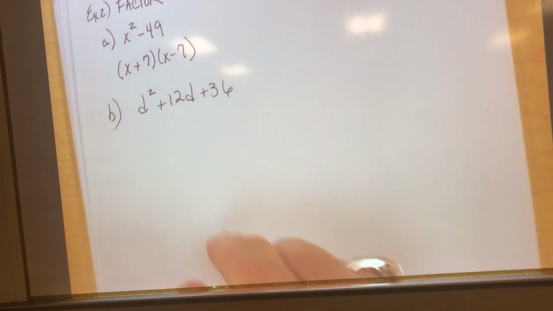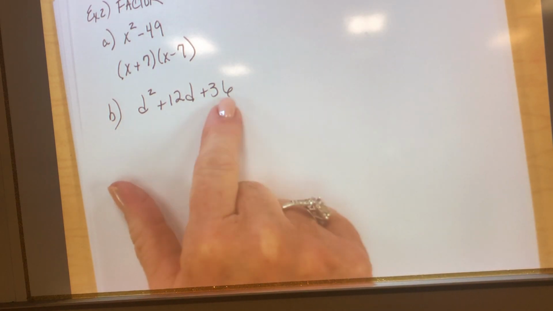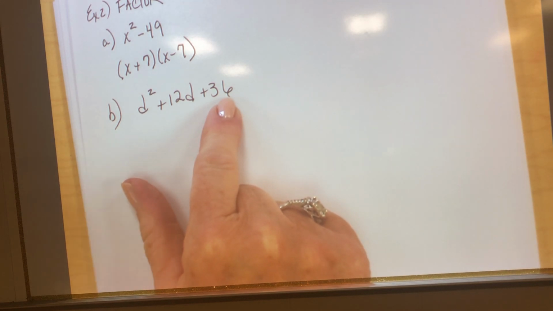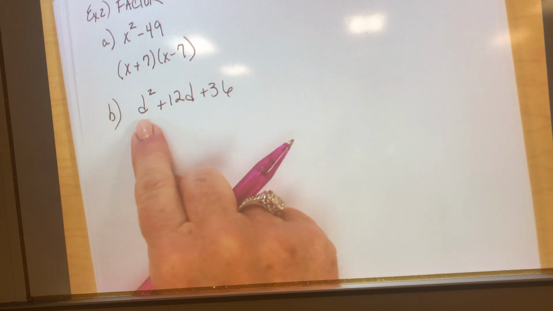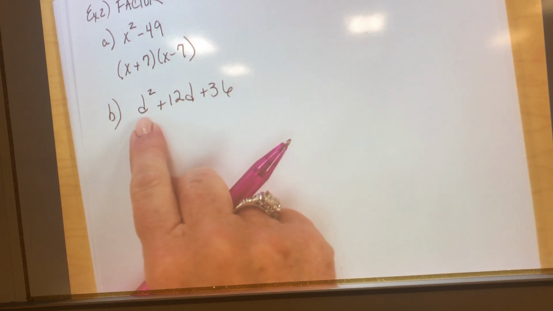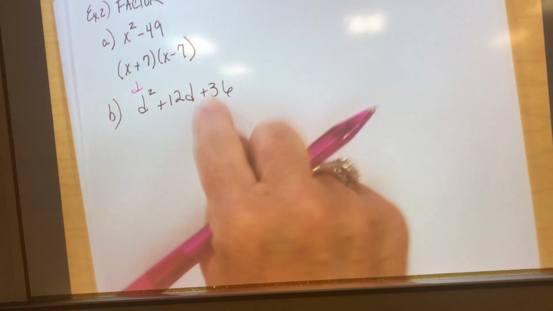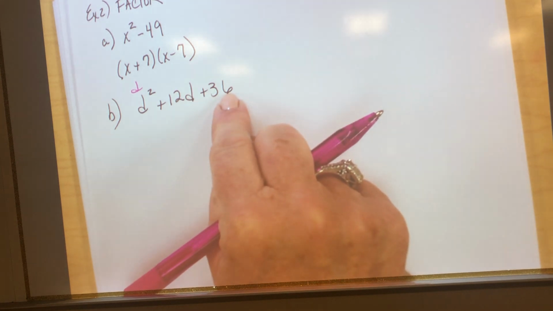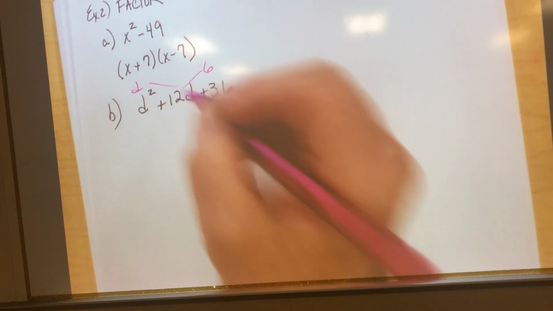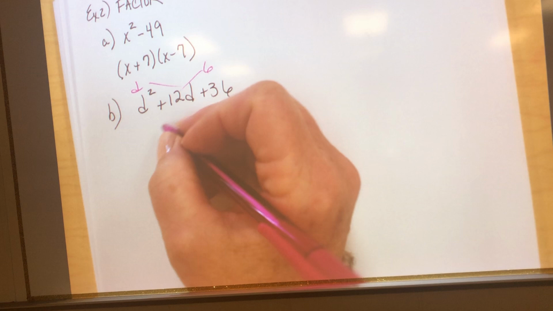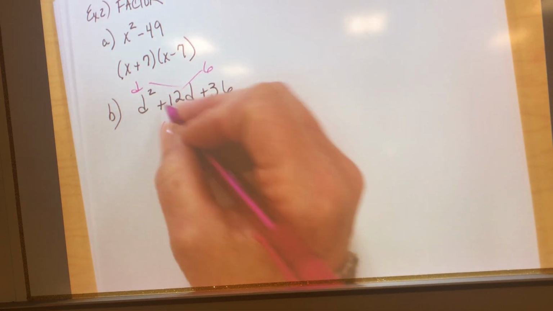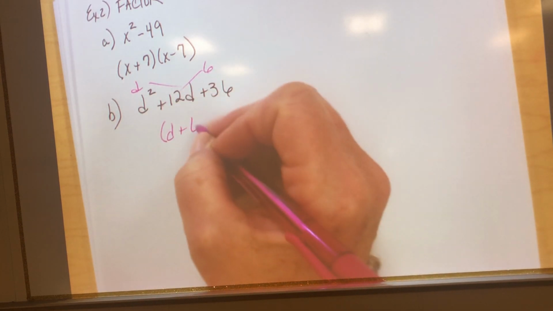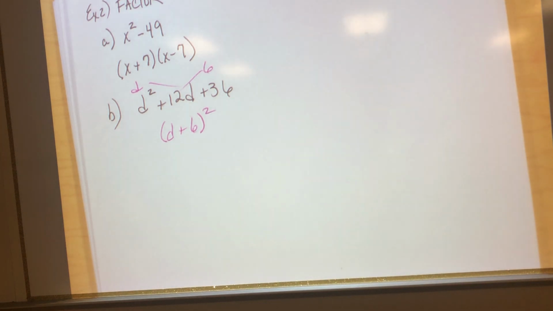All right, so the first thing I say, can I take anything out? No. The second thing I say is, is it special? Yes, it is special. This is the perfect square of what? D. This is the plus a perfect square of what? 6. Is this middle twice their product? Yes. So that tells me it's square root of the first, keep the sign, square root of the last, quantity squared.